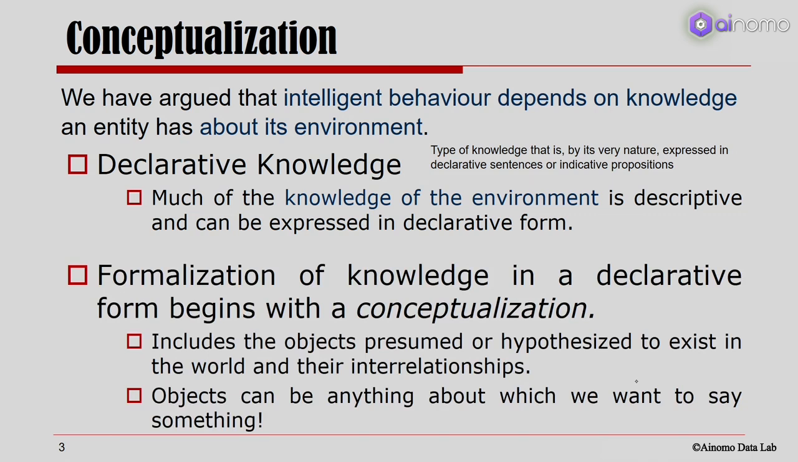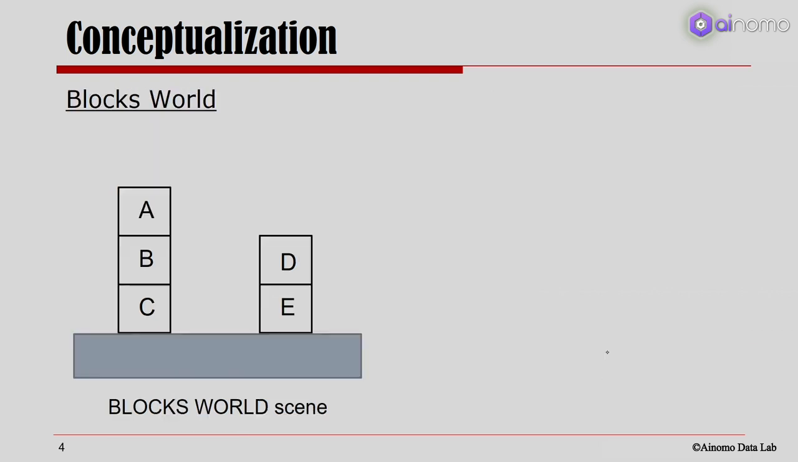Formalization of knowledge in a declarative form begins with a conceptualization. A conceptualization is about identifying or presuming what are the objects that exist in the world and what are their interrelationships. Now here the concept of object is very general. Objects can be anything about which we want to say something.